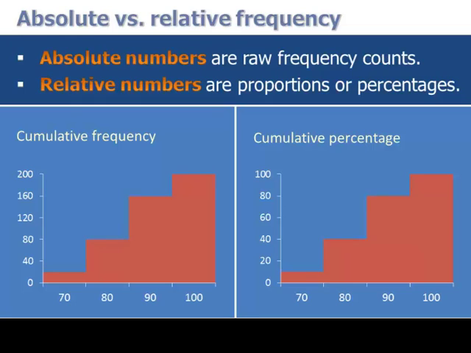Notice that the shape of the chart is exactly the same, whether we use absolute numbers or relative numbers on the vertical axis. The only thing that changes is the scale of the axis. Since there are 200 students, the scale runs from 0 to 200 when the scale measures cumulative frequency, and it runs from 0 to 100 when the scale measures cumulative percentage.